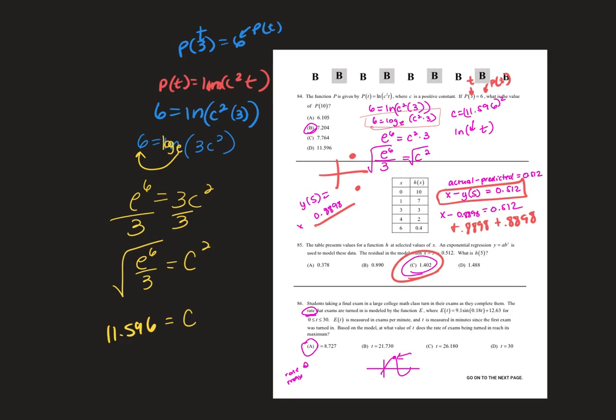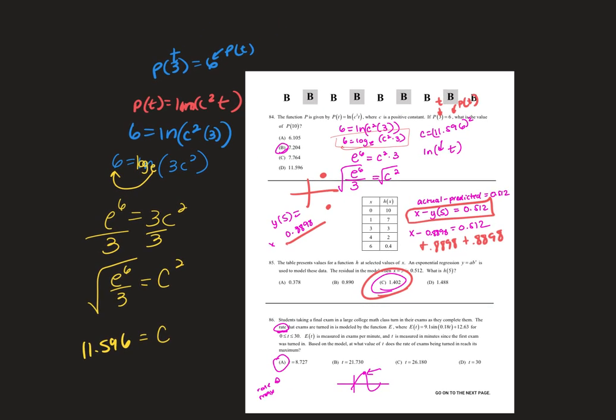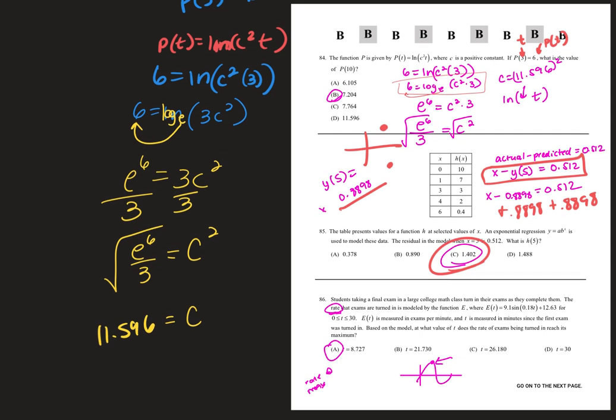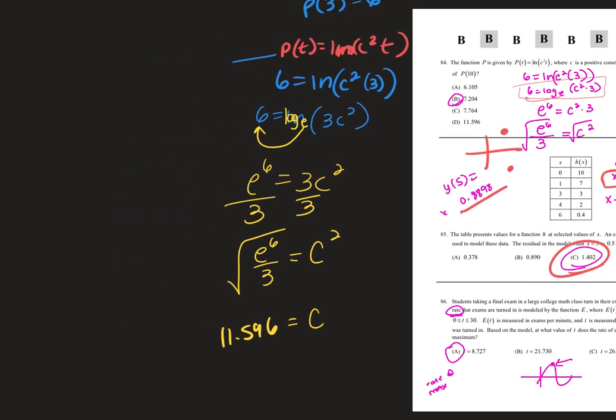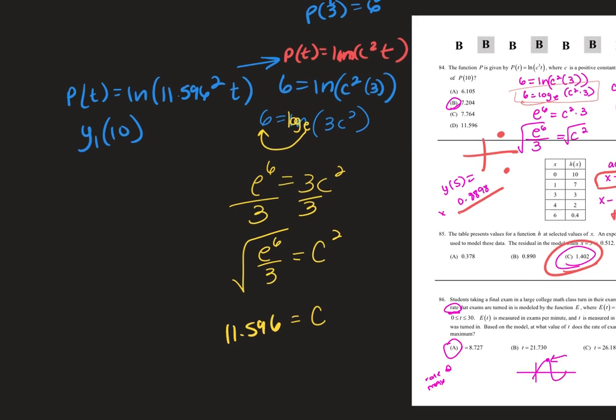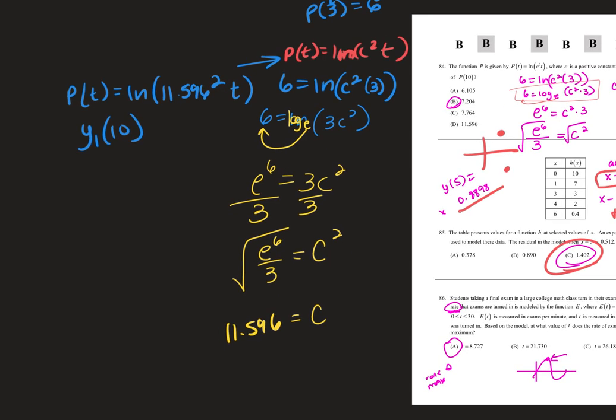And then I want to find P of 10. So I plug that back into the equation. P of T equals ln, my C is 11.596 squared times T. I would plug that into my Y1, and then I would find Y1 of 10. And it was 7.204.